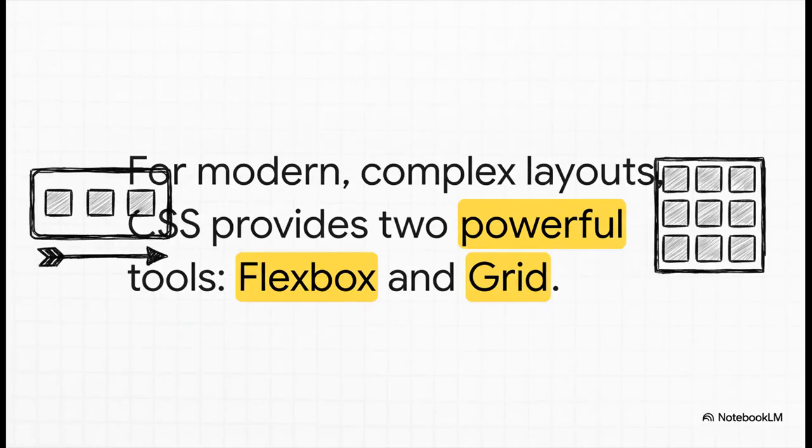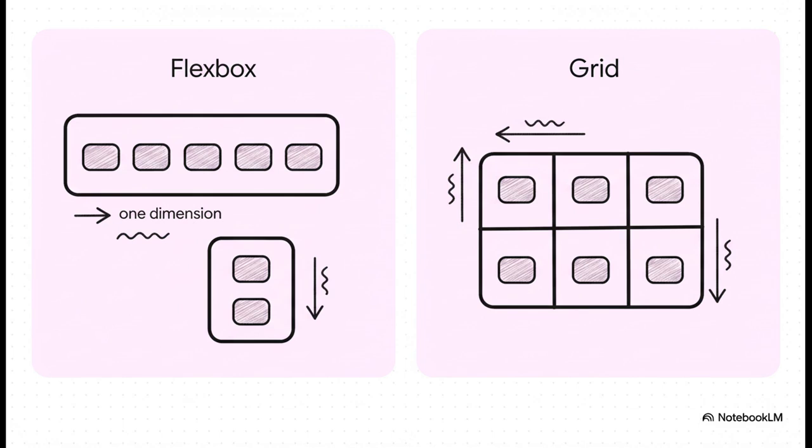And for those modern layouts, we have 2 incredibly powerful tools at our disposal. Honestly, these are the workhorses of modern CSS layout, and you are going to use them every single day. Okay, so the crucial thing here is choosing the right tool for the job. You'll want to use Flexbox when you need to arrange things in a single dimension, so either a row or a column. Think of aligning items in a navigation bar. But you'll use Grid when you need to control both rows and columns at the same time, like for a photo gallery or the main layout of an entire web page.